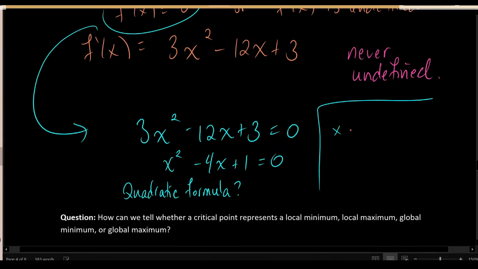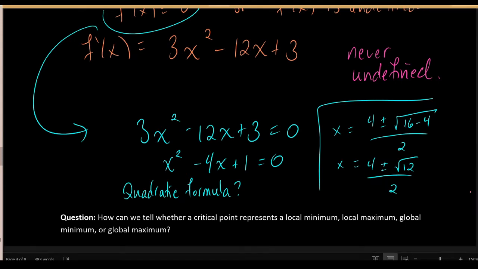The exact values of x would be negative b plus or minus the square root of b squared minus 4 times a times c, all over 2 times a. So it looks like 4 plus or minus root 12 over 2. I think you can simplify that, but I'm just not going to bother.